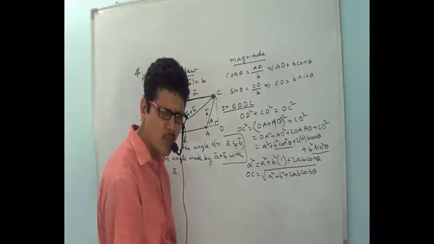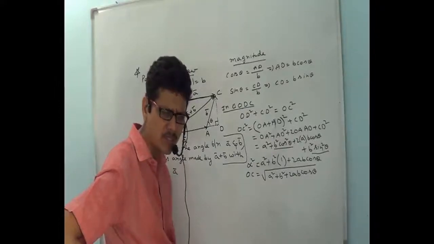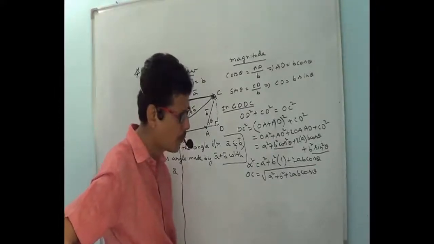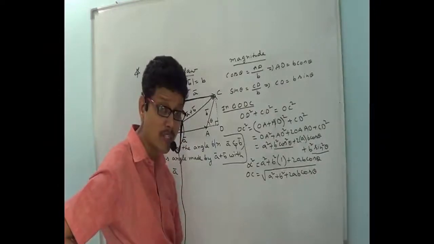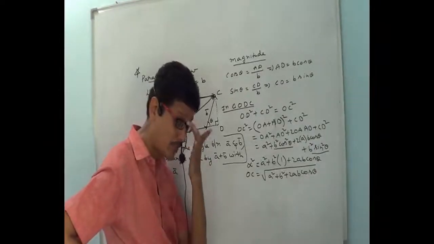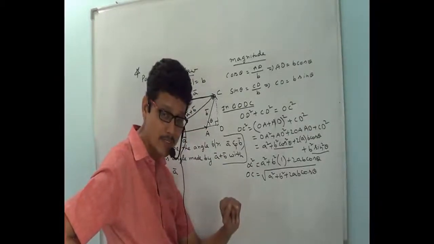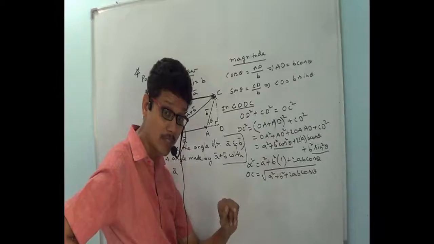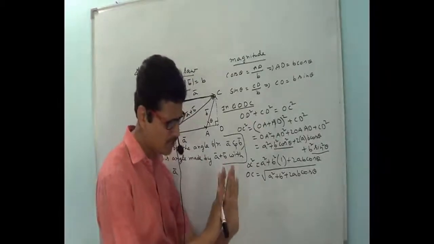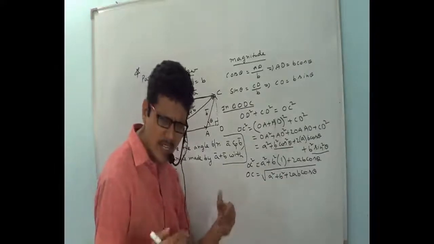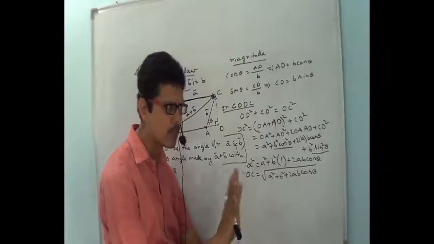Tell me the formula: root a square plus b square plus 2ab cos theta. You can remember the formula. What happens if theta is 0 degrees? Cos 0 is 1. Root over a square plus b square plus 2ab you will get. That is a plus b whole square under root, a plus b. If two forces are acting in the same direction, that is theta is 0, then directly you add those two forces. 3 plus 4 is 7 newtons.